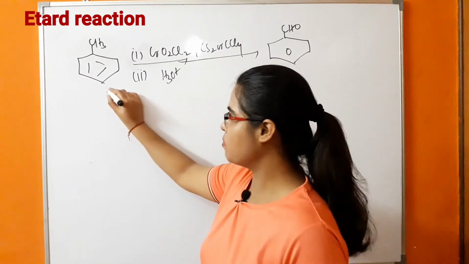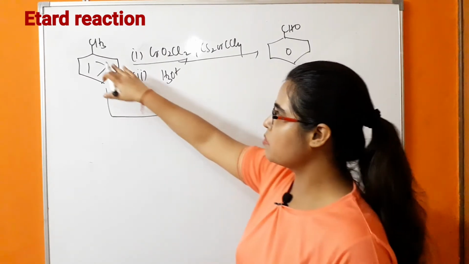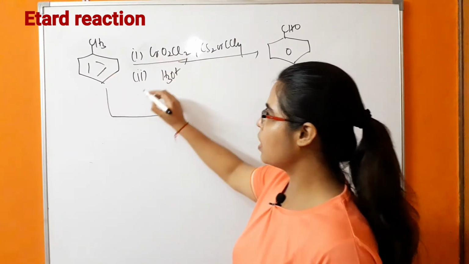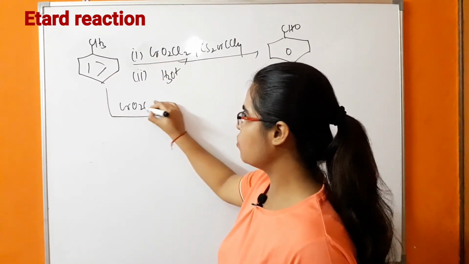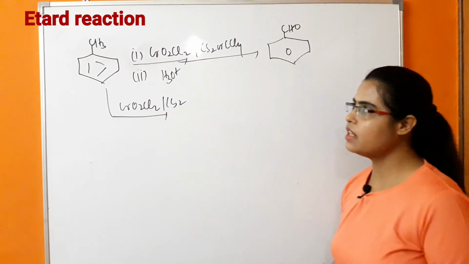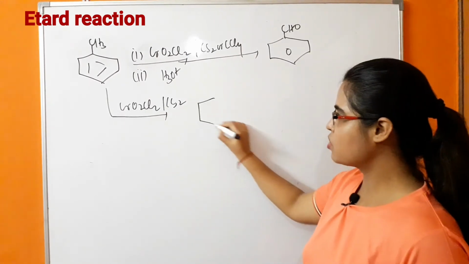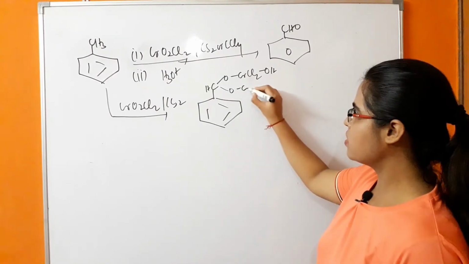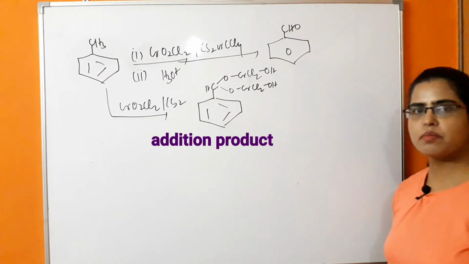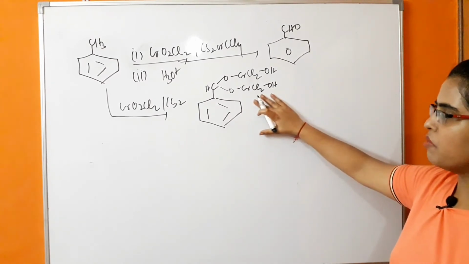In the first step, this compound toluene reacts with chromyl chloride, CrO2Cl2, in the presence of an inert solvent. So a combined product is formed, which is unstable. So this product will be formed.